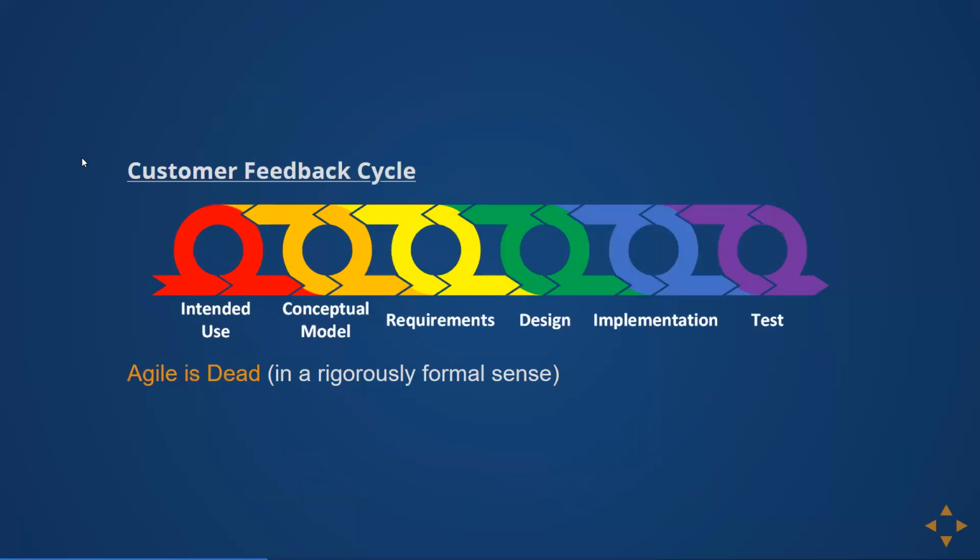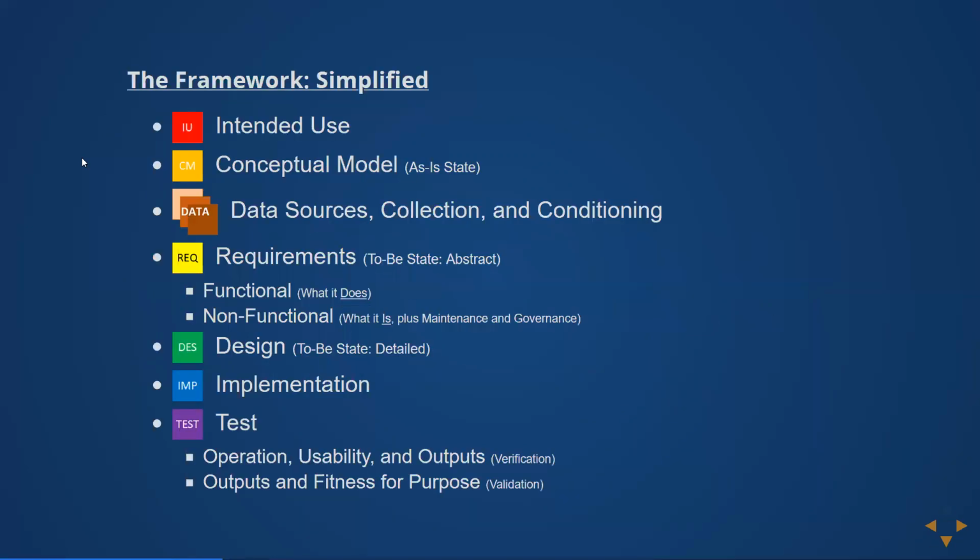Then we talk about data. Then we figure out the requirements, which is the abstract form of the to be state, both in terms of functional and non-functional things that you need. Then we do design, which is the detailed to be state. Then we do implementation and various kinds of testing.